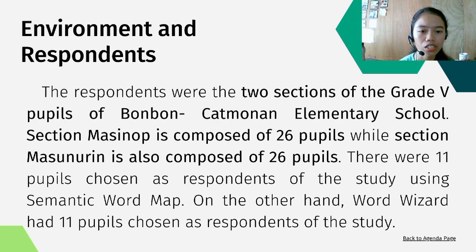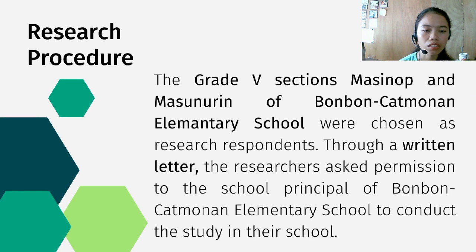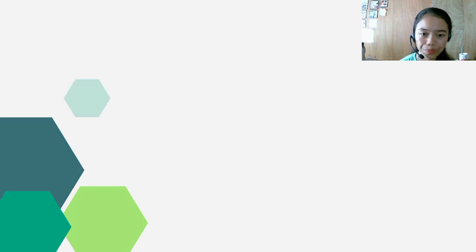The respondents were the two sections of the grade 5 pupils, the section Masinop, which is composed of 26 pupils, and section Masinorin, which is also composed of 26 pupils. But there were only 11 pupils in each section that were chosen as respondents of the study. And through a written letter, the researchers asked permission to the school principal of Bonbon Katmonan Elementary School to conduct the study in their school.